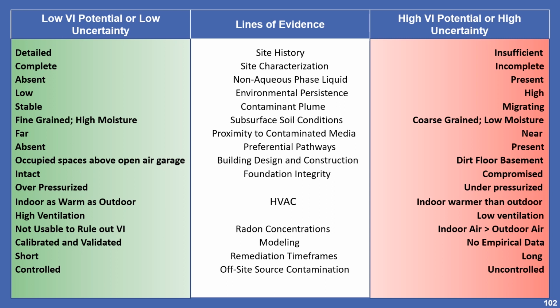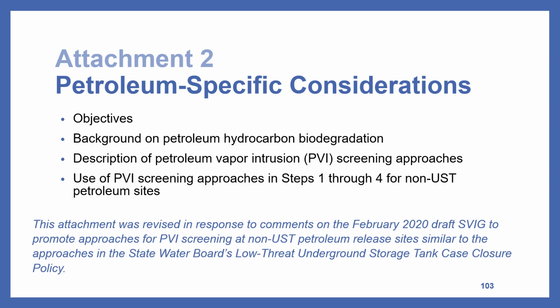Attachment 2 presents the petroleum-specific considerations when using the supplemental VI guidance. The attachment covers the following: the objectives, background on petroleum hydrocarbon biodegradation, description of 2 different PVI or petroleum vapor intrusion screening approaches, and the use of these approaches in steps 1 through 4 for non-UST petroleum sites. This attachment was significantly revised in response to comments on the draft SVIG.